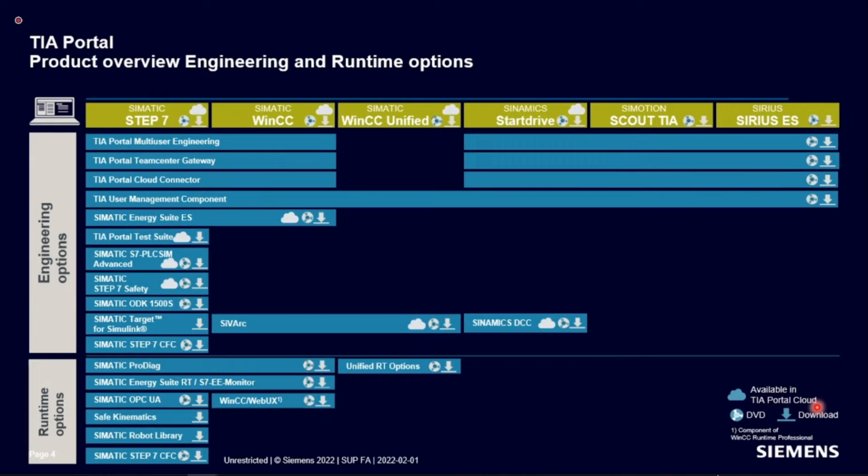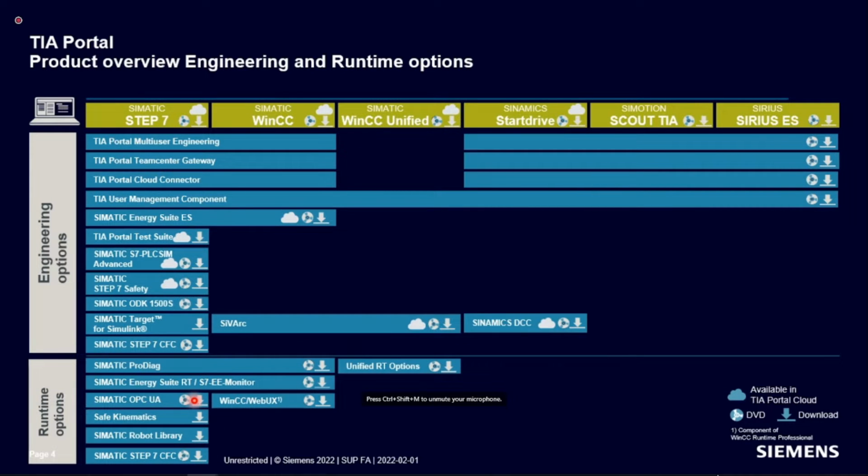So this is the total product overview, engineering and runtime options, which is available till version 17. You can see most of the things are already known to you, but just to highlight some of the parts, like Safety within WinCC Unified is available. Then unified runtime options, Prodiag, all these things. These are the different runtime options, like Prodiag, because you know in Prodiag you need a runtime license also.